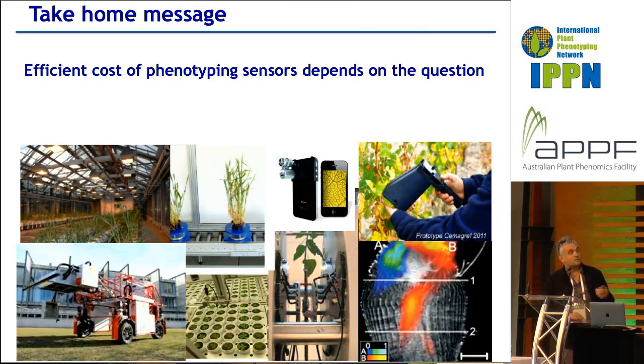Okay, so I almost come to the end. My main message is that the efficient cost of phenotyping sensors depends really on the question. I continue to believe that there is room for all of the sensors that have been developed so far, but users have to think of what they really want to do with it, so that they can have the best cost balance, cost efficiency in the end.